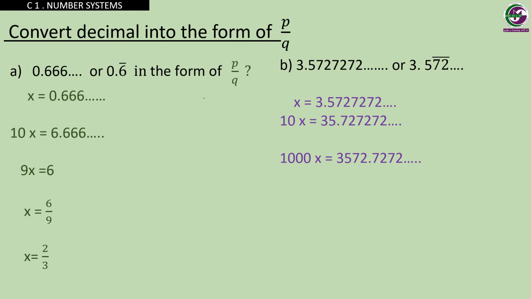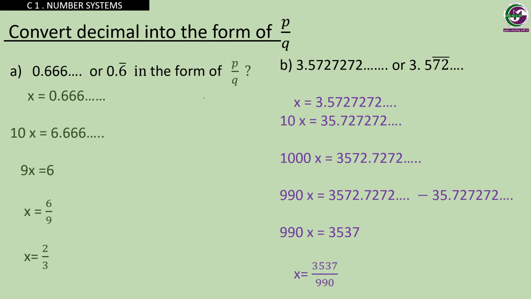Subtract 2 minus 1, then you will get the answer 990x is equal to 3,537, because after the decimal those numbers get cancelled. And then the final fraction is this.